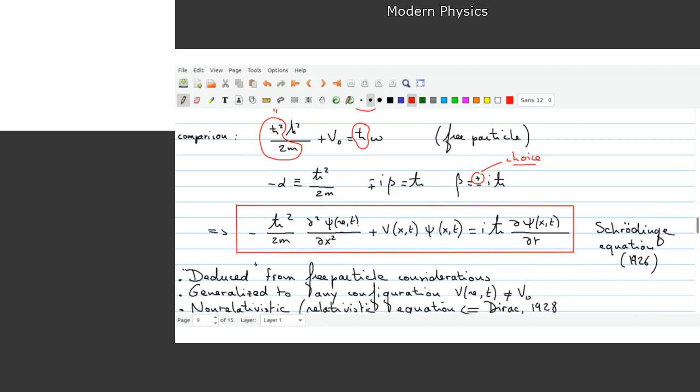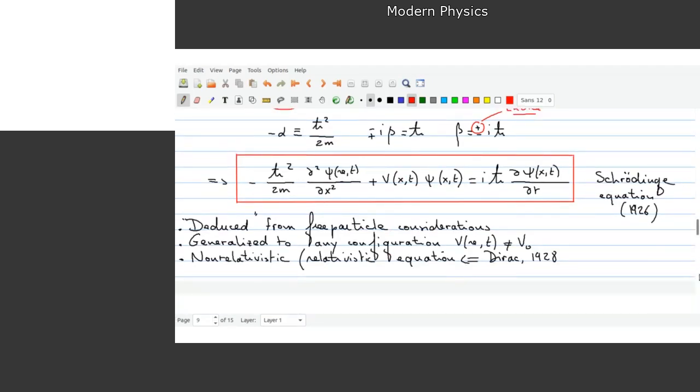So it doesn't work only for free particles. This would be V0 here. I already wrote it in the general way. It works for whatever potential energy V of x and t you have in your problem. So this is the Schrödinger equation. This is the wave equation for matter waves. And it was deduced by Schrödinger in 1926 from free particle considerations.